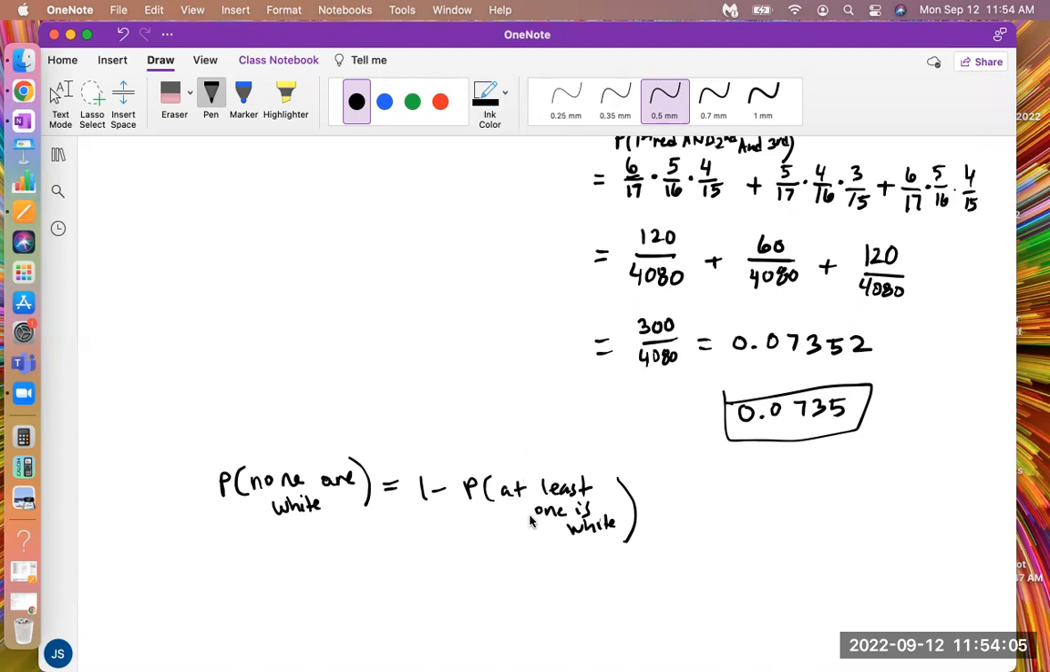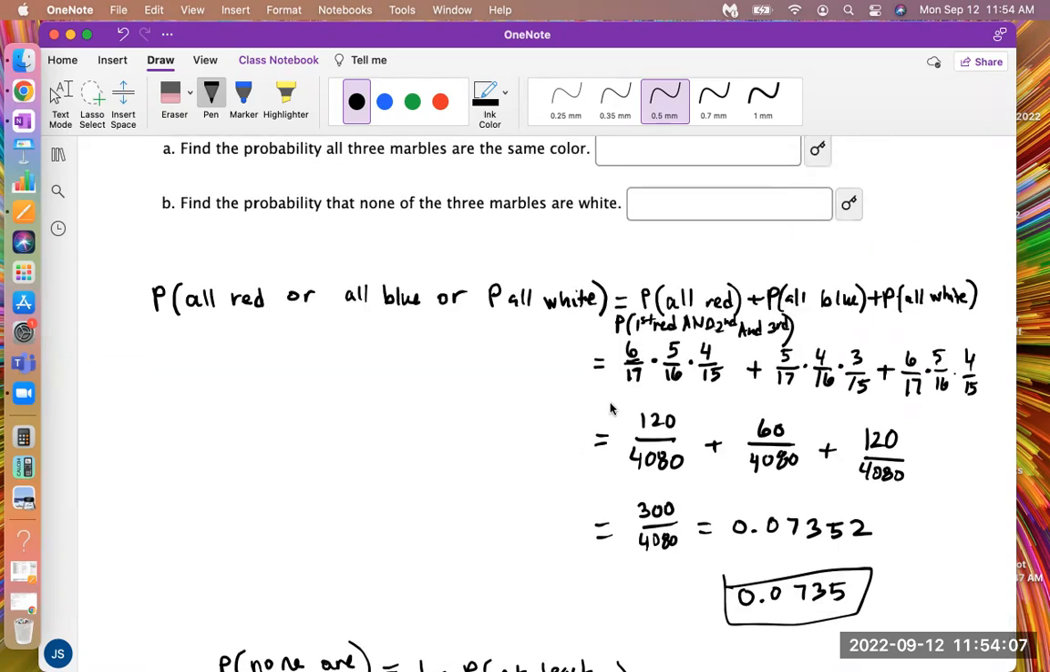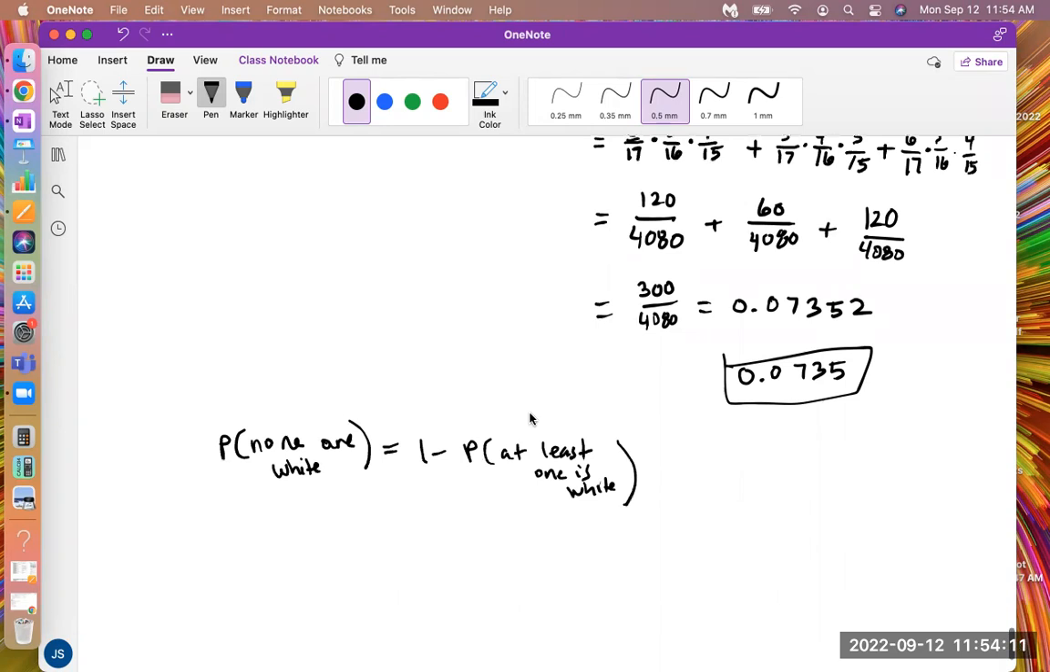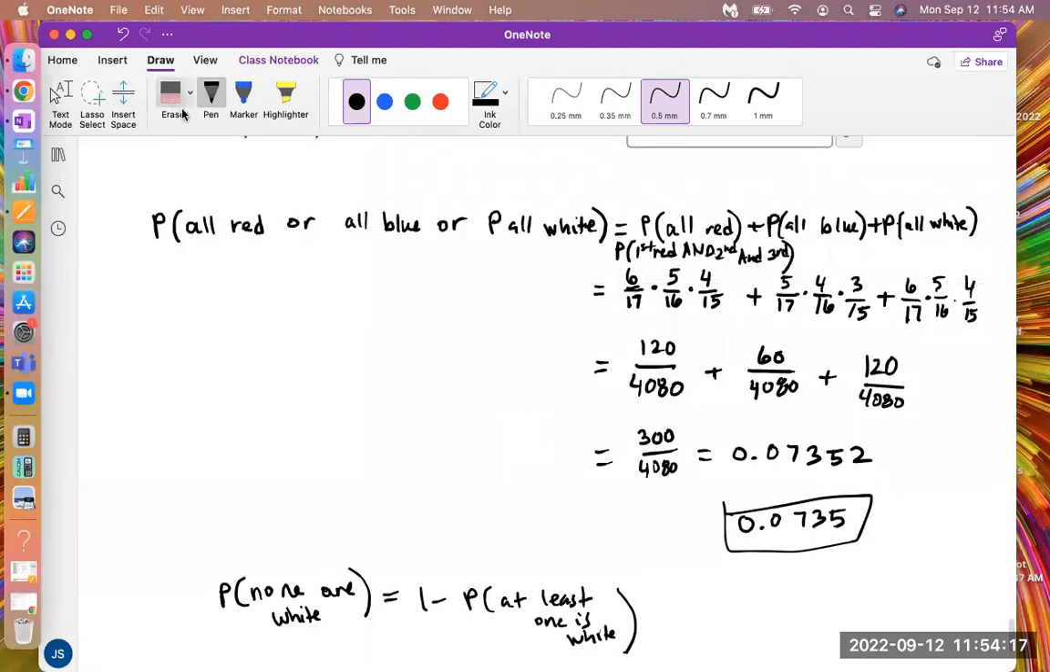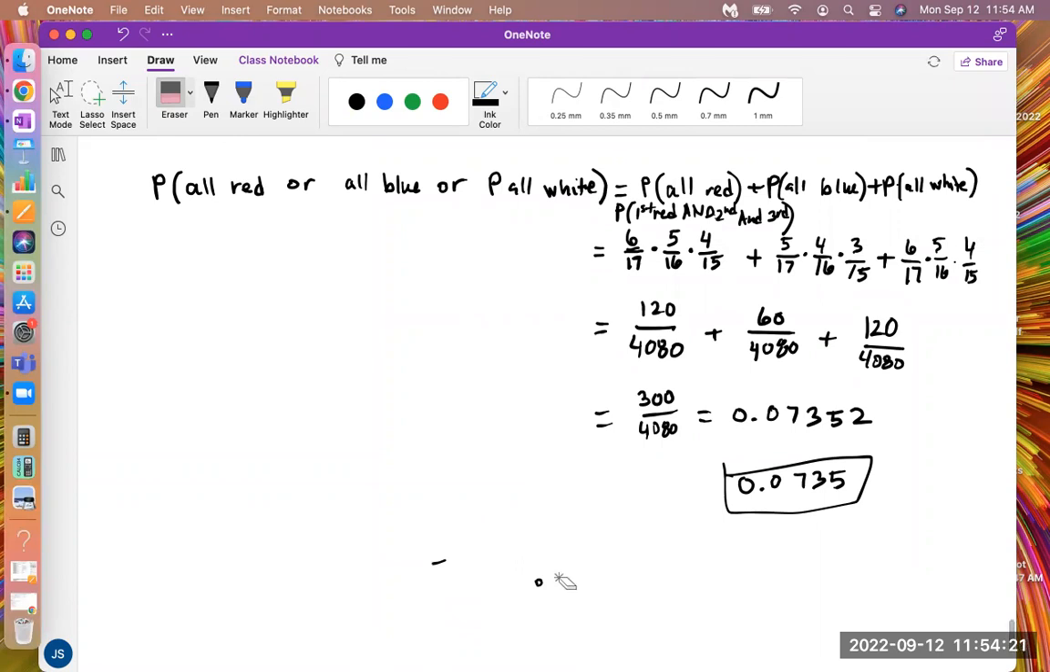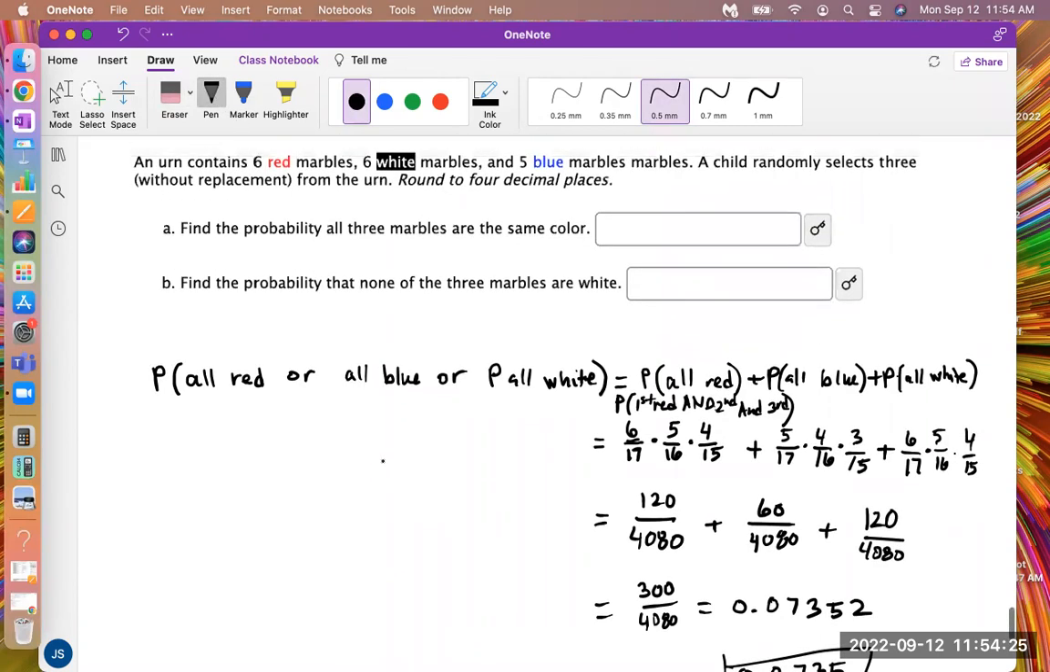But all we have is the probability of it all being white up there, and that's not at least one white. So I don't think we're gonna use that. I don't think I'll use that here in this problem, but that can make our steps easier sometimes for some problems. But the probability that none of the three marbles are white.